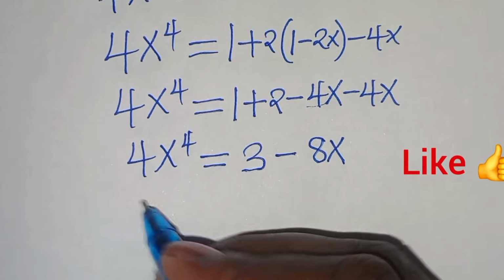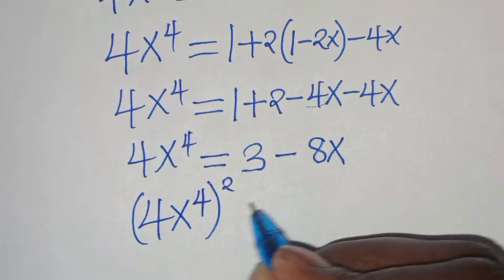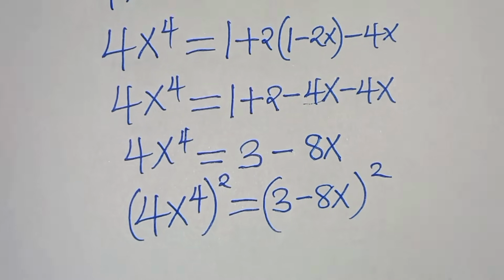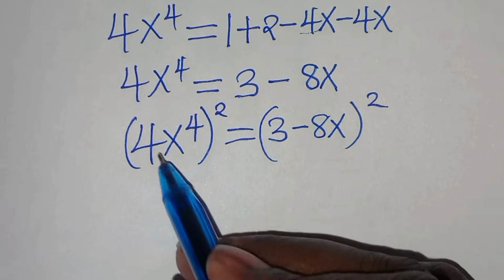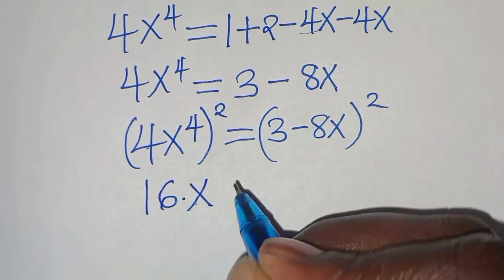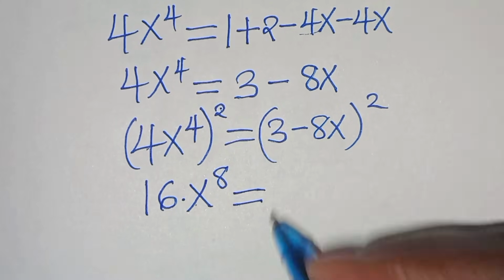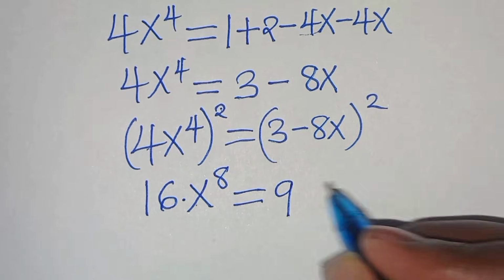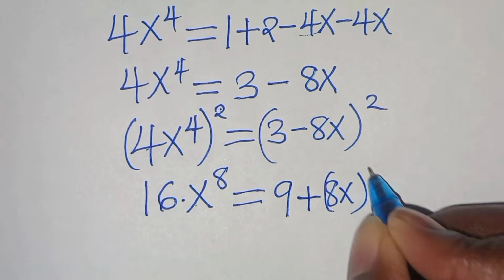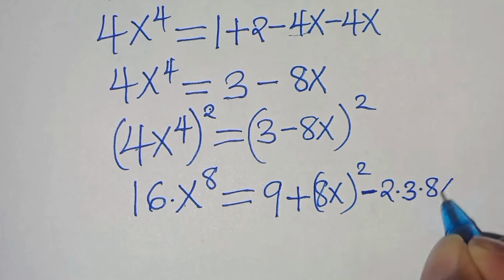Now, let's again expand this. This is 4x to the power of 4 raised to the power of 2, equal to 3 minus 8x raised to the power of 2. So here we have 4 squared, which is 16, multiplied by x to the power of 4 times 2, which is 8. Then this is equal to, now let's expand this. This is 3 squared, which is equal to 9. Then plus 8x to the power of 2. Then we have minus 2 times 3 times 8x.